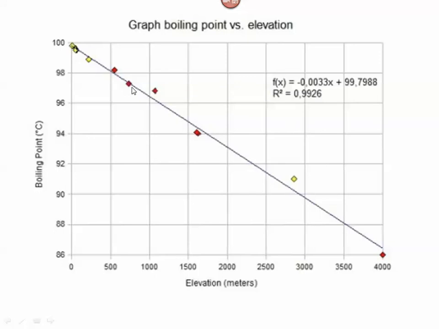The reason is less air pressure above us from the atmosphere pushing down because we're up higher. So it wasn't that you were inadequate students and couldn't get it up to 100 degrees. There's just no way you could have with water in Sisters. You'd have to go somewhere like Portland or somewhere near sea level to get up to 100 degrees.